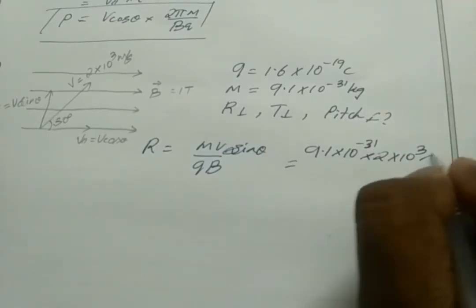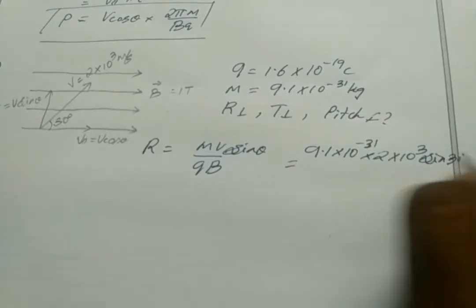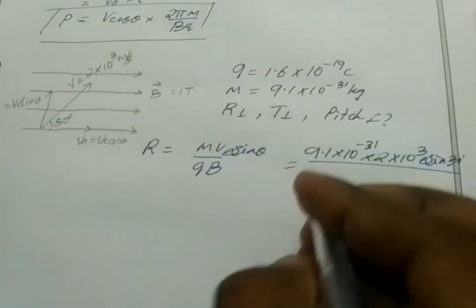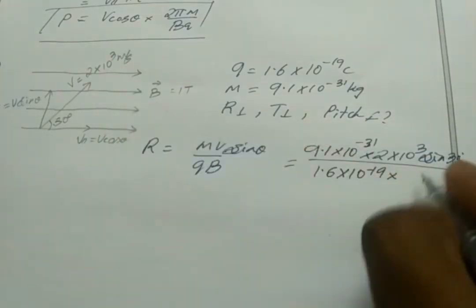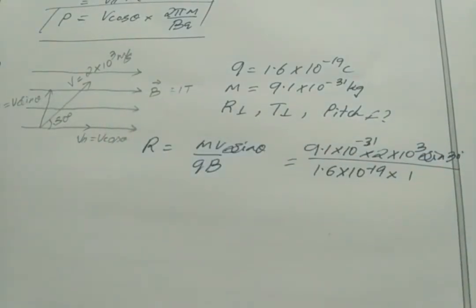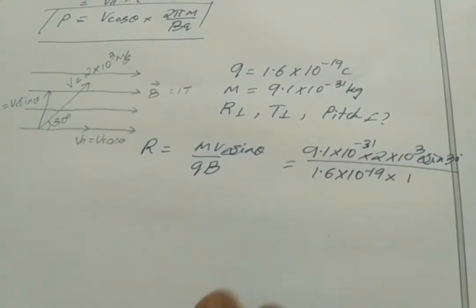Sin theta, sin 30 degree. So find the value of sin 30 degree. And q is 1.6 into 10 power minus 9, magnetic field value 1 Tesla. Okay, you solve it and post the answer in the group. Then only I will mark your attendance as present. So you solve this equation.